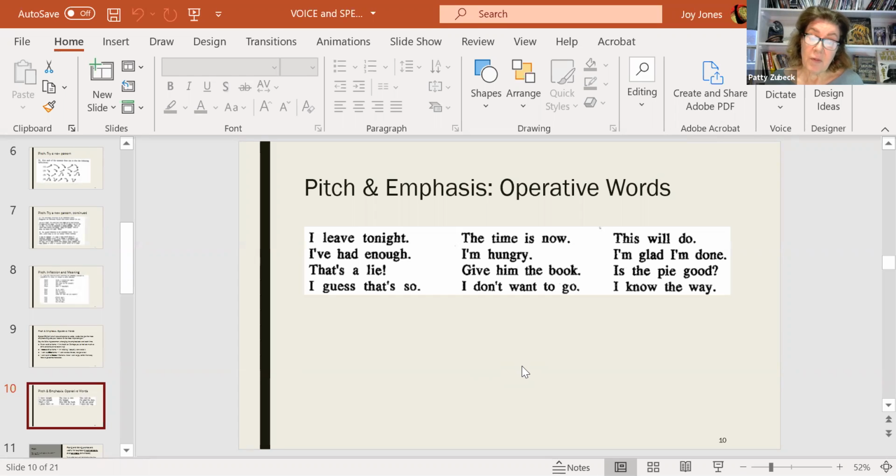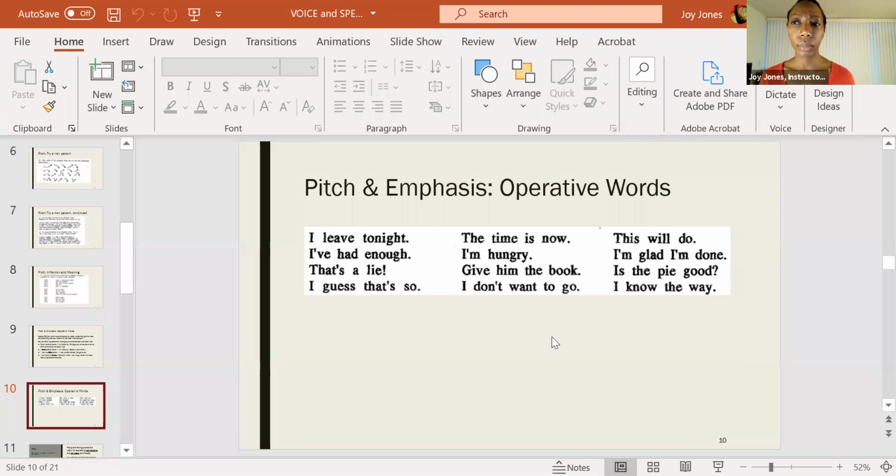Give him the book. Give him the book. Give him the book. Yes. Give him. Thank you. And Patty, just emphasize the. See if you can get anything out of that. I know it's a little weird. Give him the book. Yes, great.